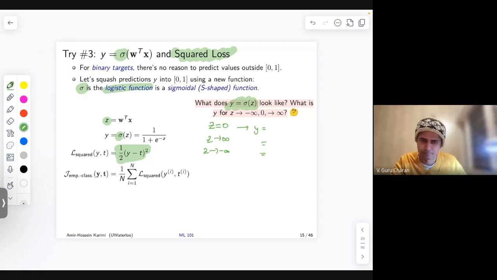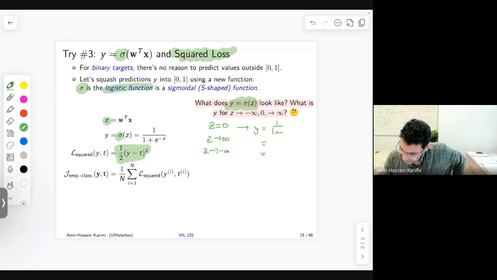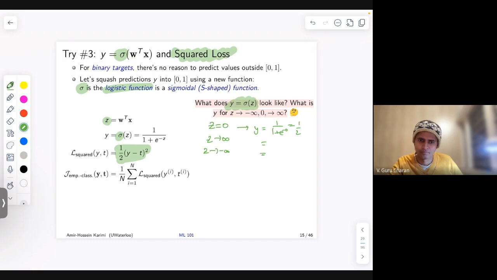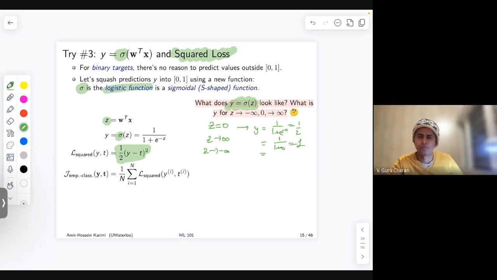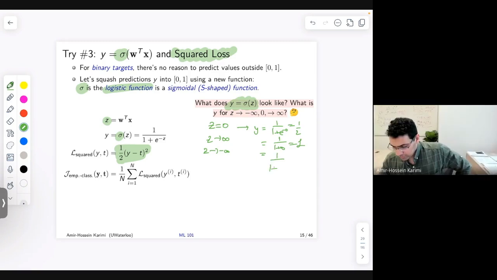0.5. Okay, so that would be 1 over 1 plus e to the 0, negative 0. That's 1 over 2, or 0.5. What if Z goes to positive infinity? 1. Right, that would be 1 over 1 plus 0 is equal to 1. What about if Z goes to negative infinity? 0. That would be 1 over 1 plus infinity, which tends to 0.